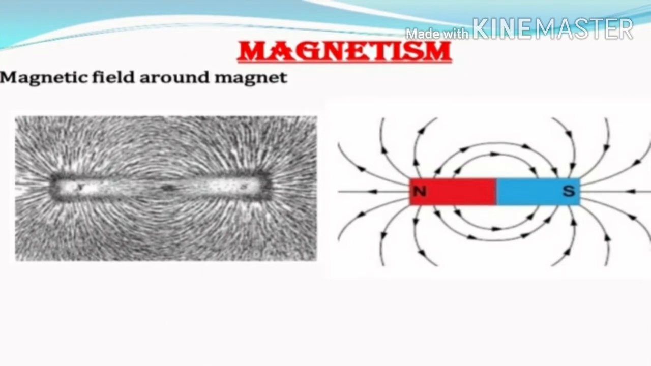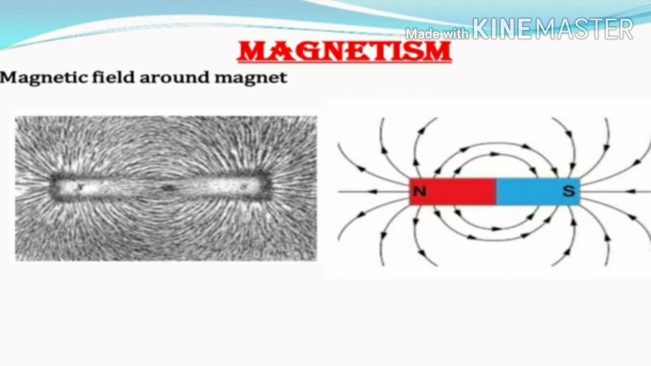My dear students, today we are going to discuss magnetic field lines and their properties. The magnetic field is a space where there is an influence of a magnet. There are different types of magnets: a bar magnet, a horseshoe magnet, a needle compass.